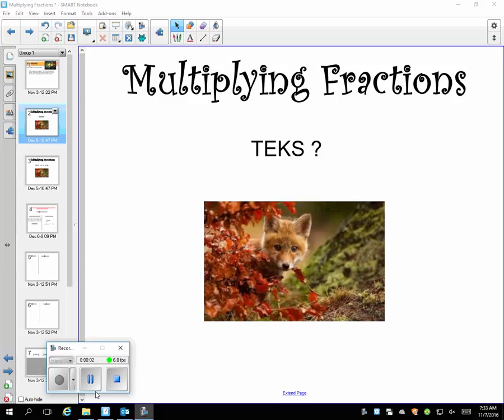Today's title is Multiplying Fractions, so pause the video to take time to write that down as your title at the top of your page and in your table of contents. And after that, why don't you take a look at your TEKS page to see what TEKS it is we're working with today.